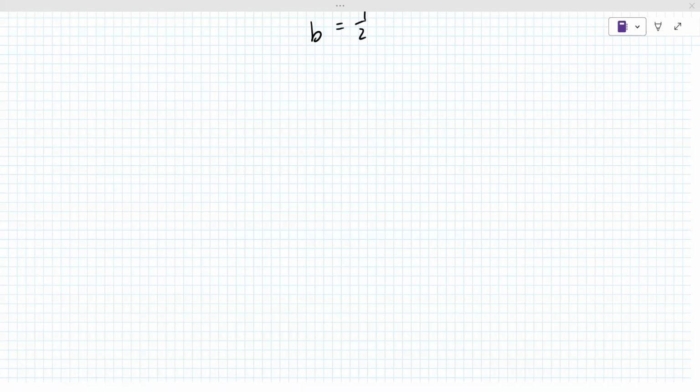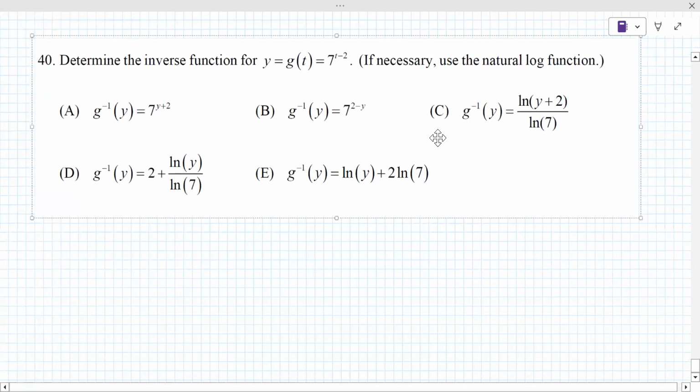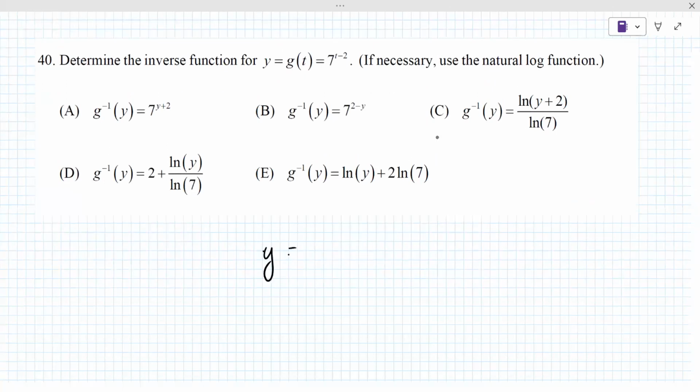I'll try 40. Okay, 40. Determine the inverse function. All right, so inverse always has a recipe. You start by writing y equals 7 to the t minus 2, and then you switch the variables. So we have t equals 7 to the y minus 2.